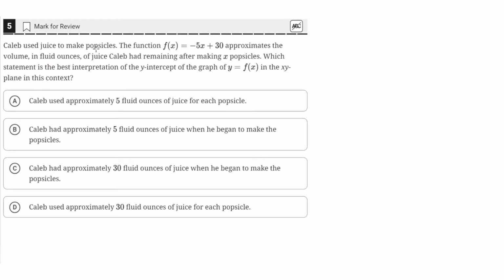Caleb used juice to make popsicles. The function f of x equals negative 50x plus 30 approximates the volume in fluid ounces of juice Caleb had remaining after making x popsicles. Which statement is the best interpretation of the y-intercept of the graph of y equals f of x in the xy-plane in this context? So let's draw a sketch of this function. So on the x-axis, we'll put number of popsicles, and on the y-axis, we'll put the amount of juice left.